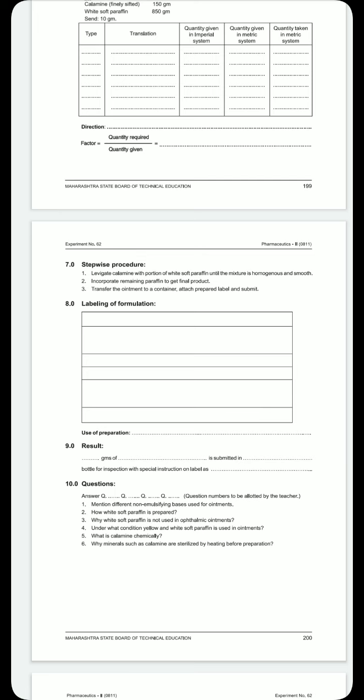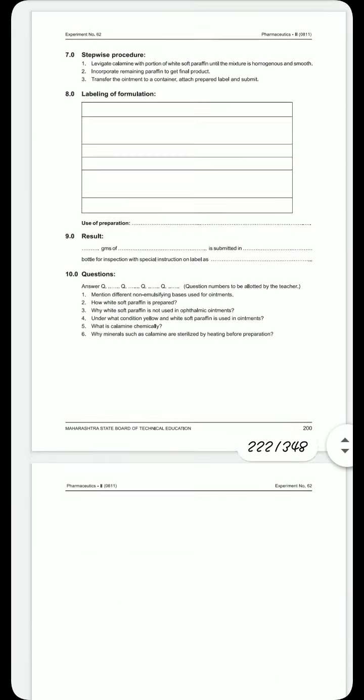Then the quantity required, quantity given, and the procedure is: levigate calamine with a portion of white soft paraffin until the mixture is homogeneous and smooth. Incorporate the remaining paraffin to get the final product. Transfer the ointment to a container, attach the prepared label and then submit. Okay, then these are the label questions.